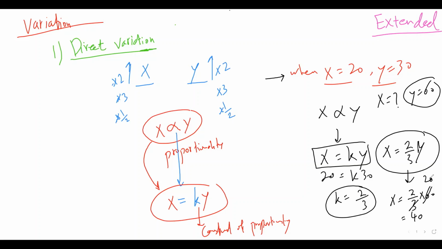The first thing you have to do is form the relation, then put the constant of proportionality on the right-hand side and find the constant of proportionality using the information provided to you in the question. And then you can solve any type of question. If X is unknown, you can find it from Y. If Y is unknown, you can find it from X. That would be an easy task to do.